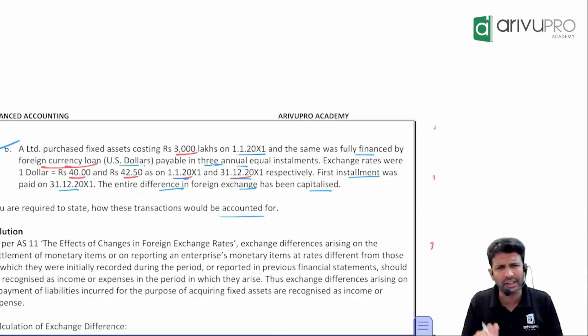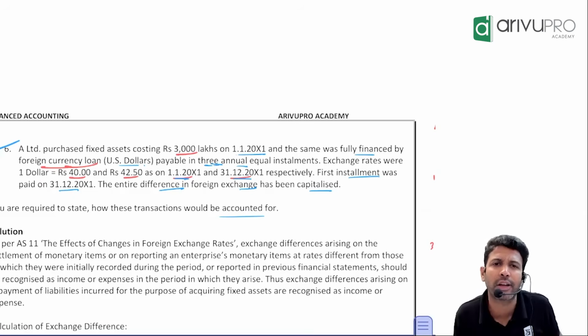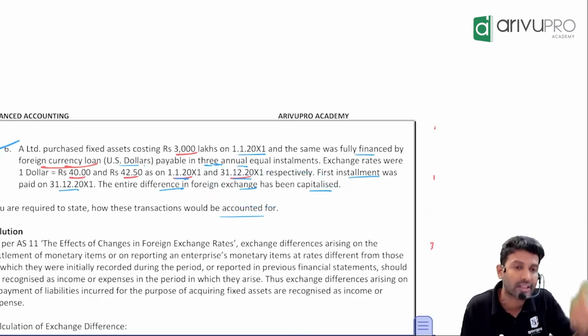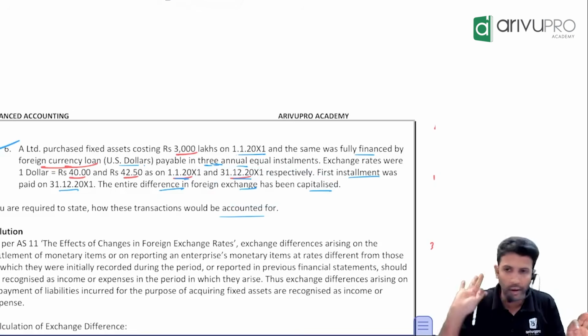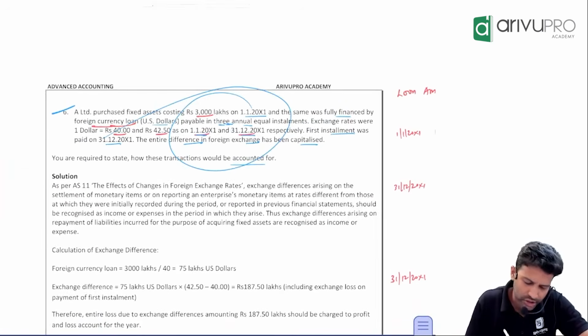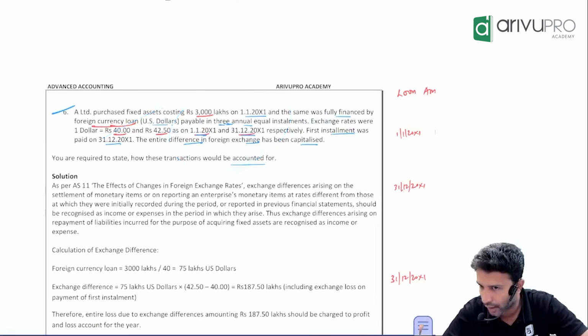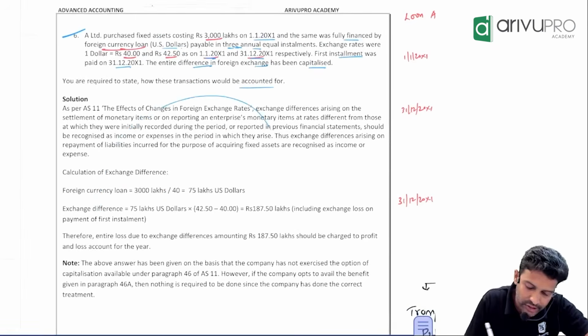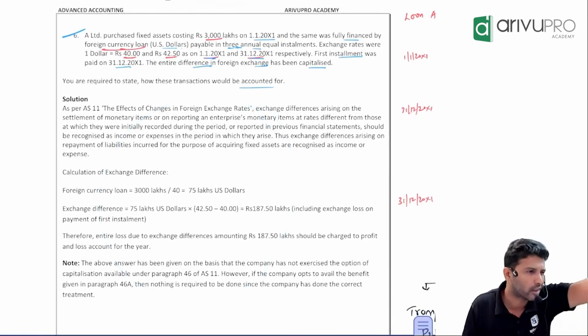You will say that if the company has opted for the para 46A exemption, then what they have done is absolutely correct. They have followed the AS 11 provisions. Usually, in these sort of questions, they don't express the numbers. They always give the suggested answers in pointers.